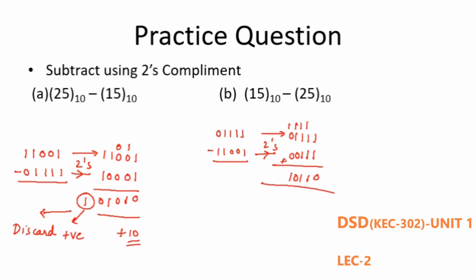So there is no carry. This number was in 5 bits, this number is also in 5 bits, and the sum is also in 5 bits. So there is no carry, that means my answer is negative. And to get the answer, I have to again take 2's complement of this number.